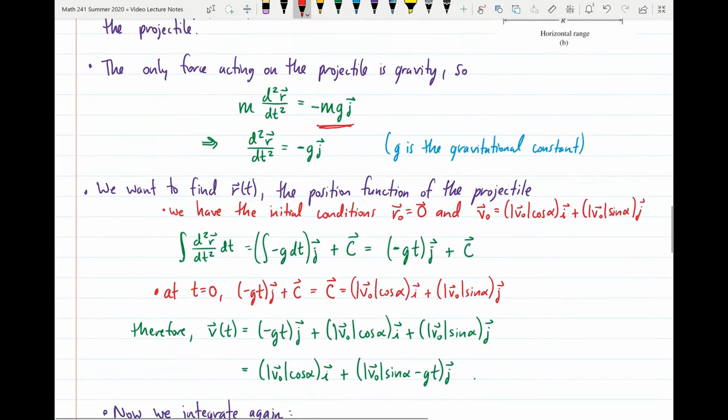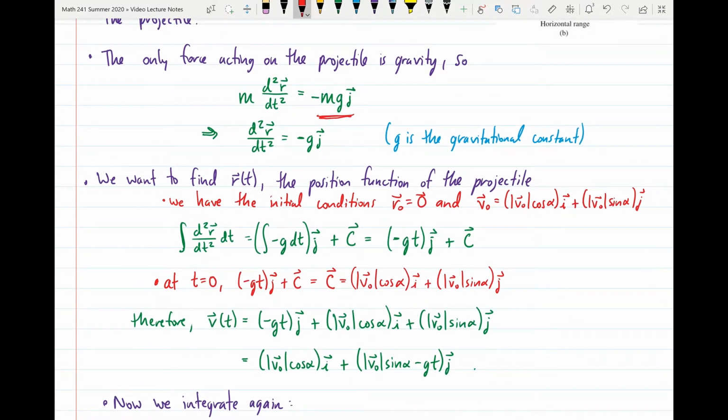The important thing to take away from this little discussion here is that the acceleration function of our projectile is constant, and it's equal to negative g in the j direction. So it's going directly down parallel to the y-axis.